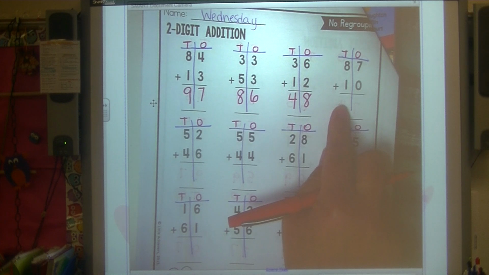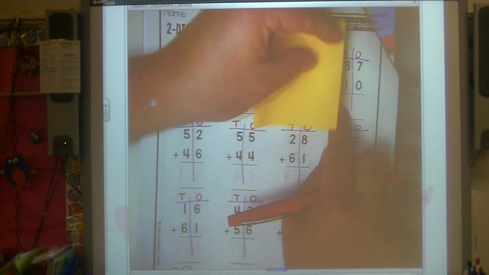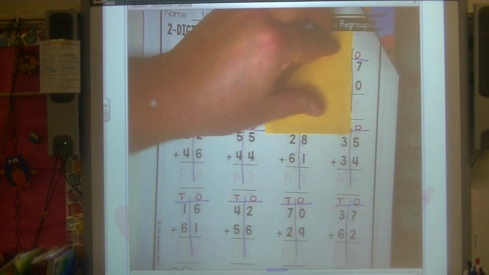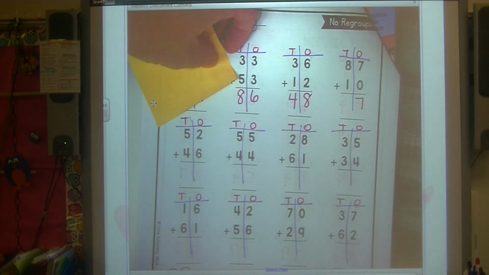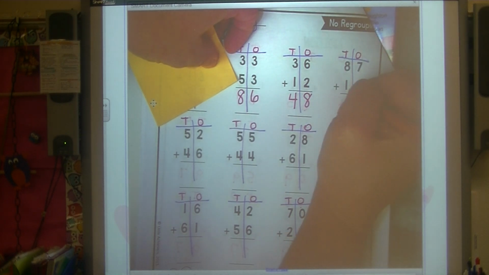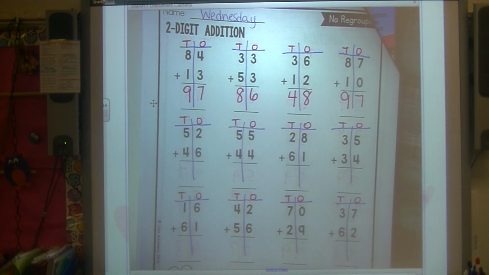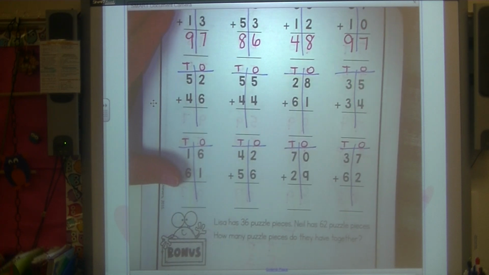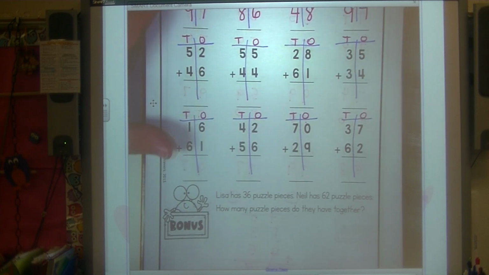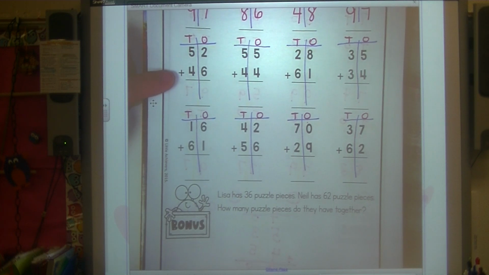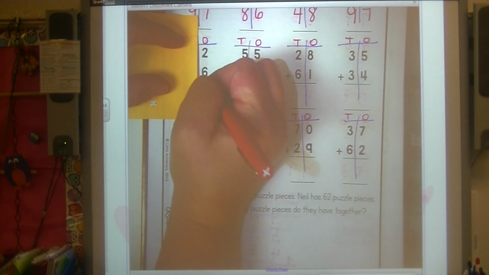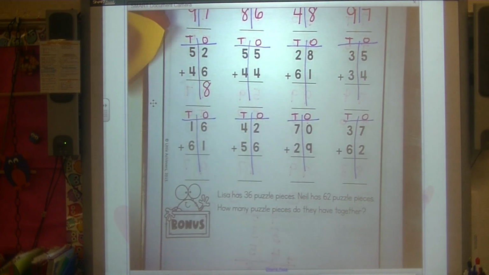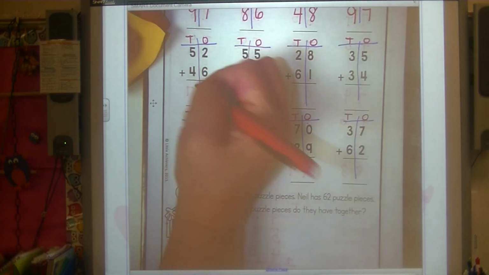And the last one in this row, 87 plus 10. Cover up your tens place. 7 plus 0 equals 7. 8 plus 1 equals 9. 97. I'm going to bump that row up. All right, your middle row. 52 plus 46. Covering up my tens. 2 plus 6 is 8. And the tens, 5 plus 4 is 9. Your answer is 98.